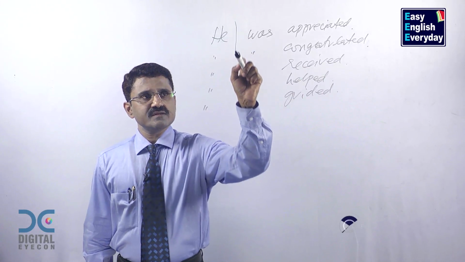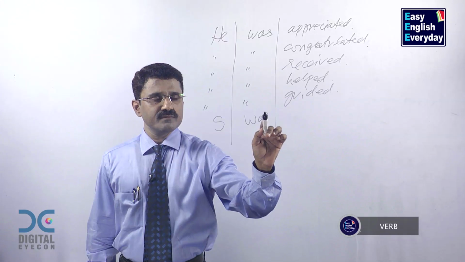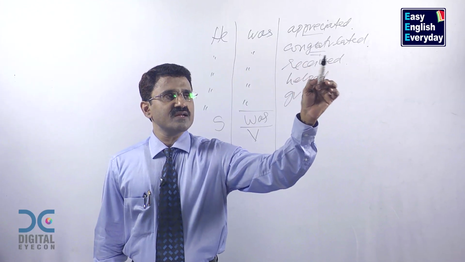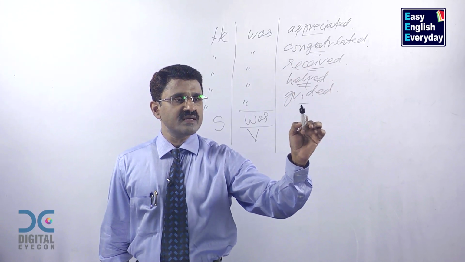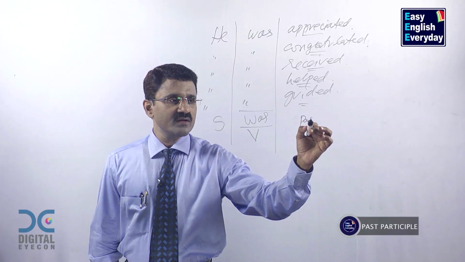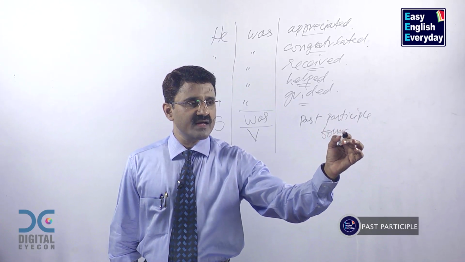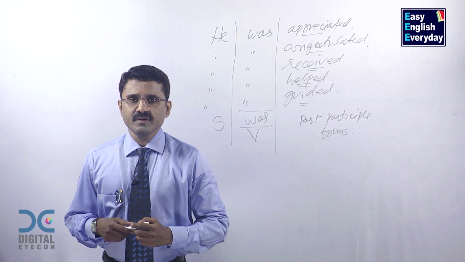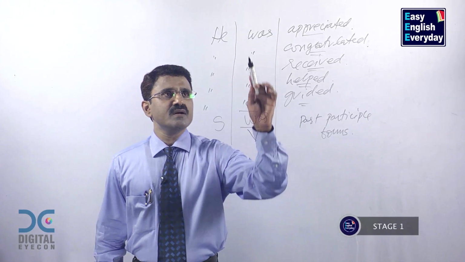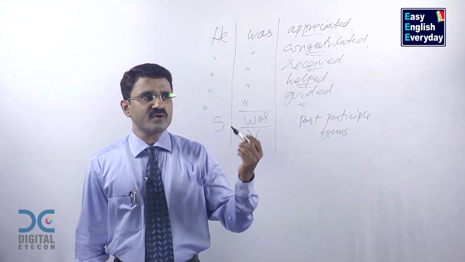In these sentences, this is called subject. This is called verb. Here I am using was. This is called verb. Appreciated, congratulated, received, helped, guided. This comes under other words and they are called past participle forms of the verb. Every verb has five forms: base form, S form, past form, past participle form, and ing form. He was appreciated, he was congratulated, he was received, he was helped, he was guided.